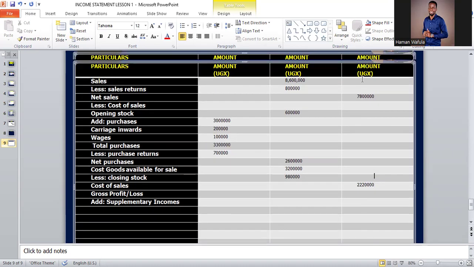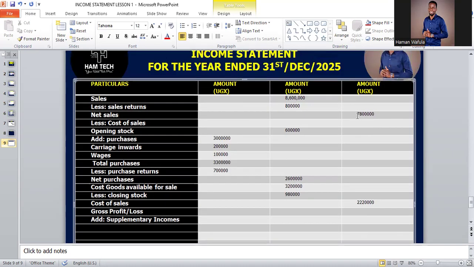So if you look, we have our net sales, we have our cost of sales. So we can now find our gross profit. So 7.8 million minus 2.22 million, our gross profit is 5,580,000.